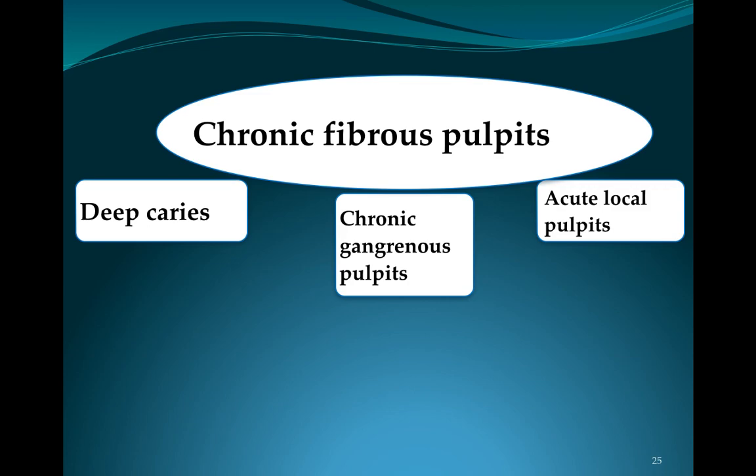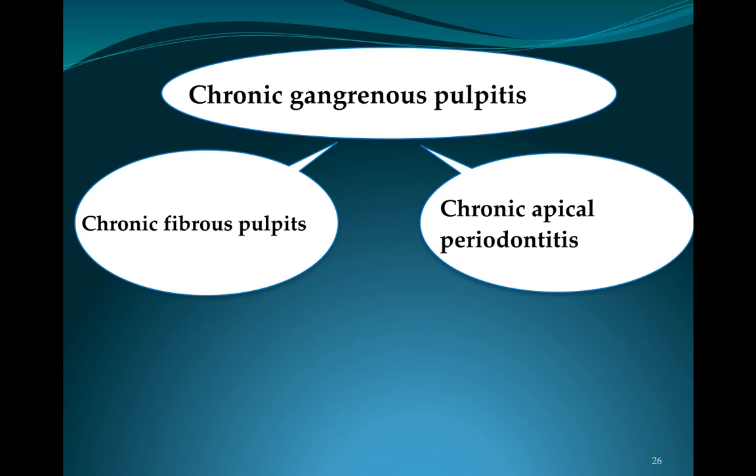Chronic fibrous pulpitis we should differentiate from acute local pulpitis also. I explained about them when I explained acute local pulpitis, differential diagnostic of acute local pulpitis. Chronic gangrenous pulpitis we should differentiate, I said about them, I explained, from chronic fibrous pulpitis, and from chronic apical periodontitis. Why? Because on chronic gangrenous pulpitis or chronic apical periodontitis, the pulp is necrotic.